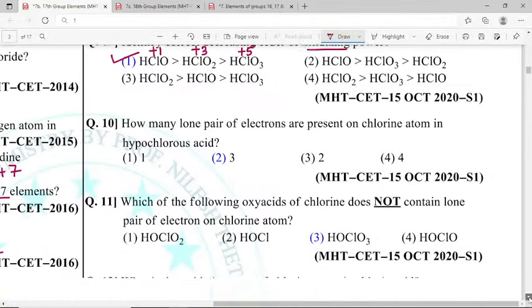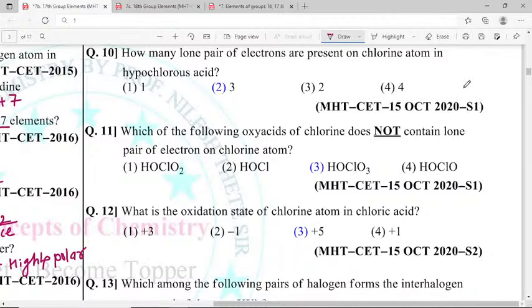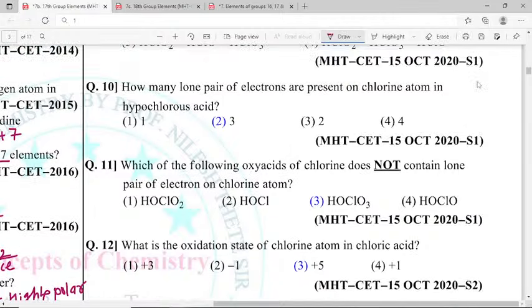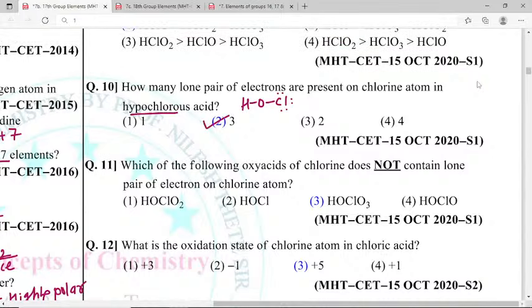Next question. How many lone pairs of electrons are present on the chlorine atom in hypochlorous acid? What is the formula for hypochlorous acid? HOCl. So chlorine has lone pairs: this is 1, this is 2, and this is 3. So it has 3 lone pairs. How many lone pairs are present on chlorine in hypochlorous acid? 3.